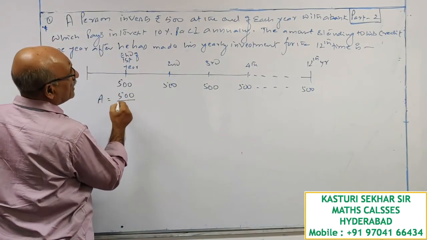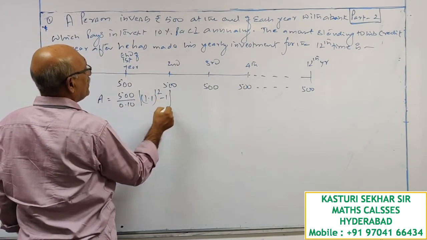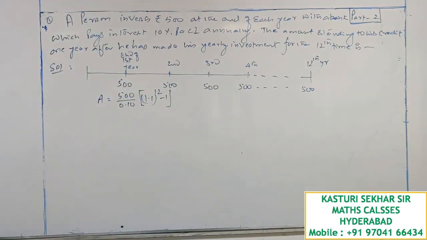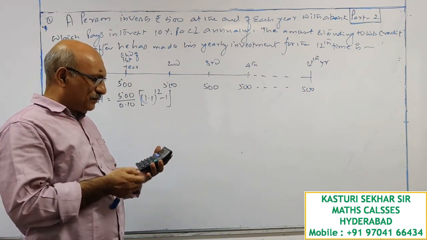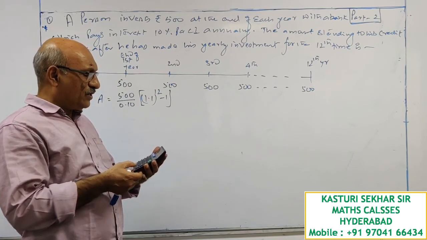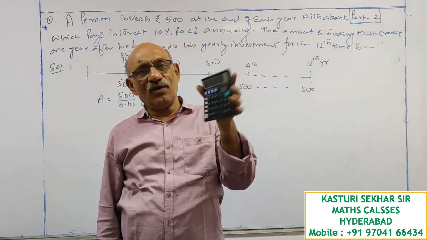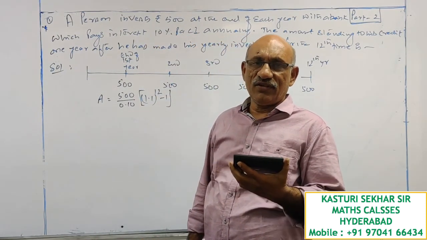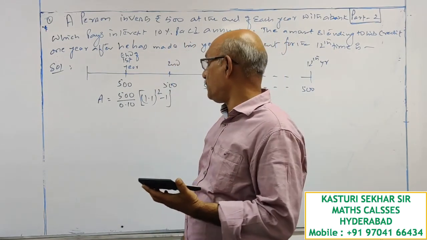Amount is equal to 500 divided by 0.10, 1.1 whole power 12 minus 1. Power should be raised to 12. 1.1 power should be raised to 12. Then you will get some value on your calculator. This is 3.1384283767. From this you have to subtract 1.